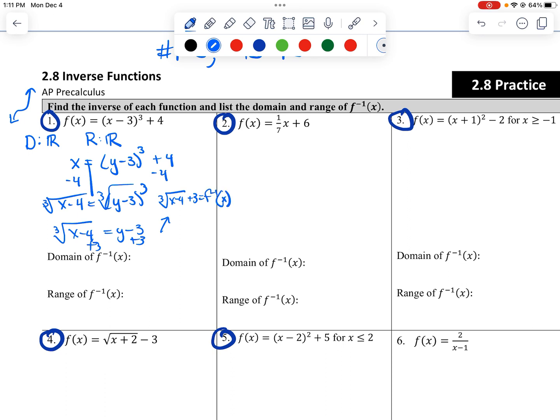our inverse. And so our domain and range, again, they flip-flop. Well, they're just all reals, because the domain and range of our original is all reals.